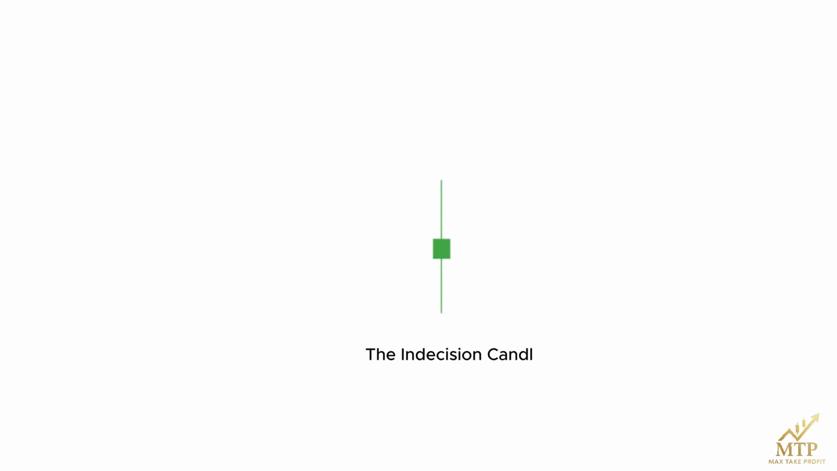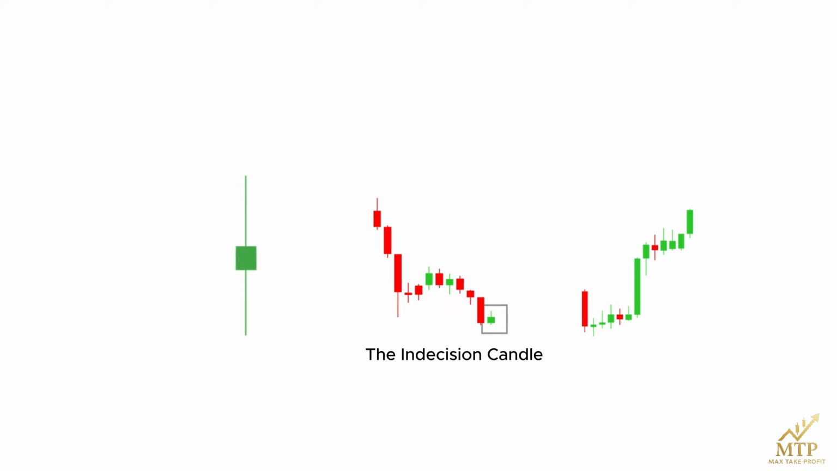The indecision candle with a small body and long wicks. The third one is the indecision candle. It has a small body and long wicks on both sides. This pattern shows that buyers and sellers fought equally and neither side truly won. The market is in temporary balance, waiting to decide its next move. Such candles often appear before major breakouts or reversals, like a deep breath before the next big wave.